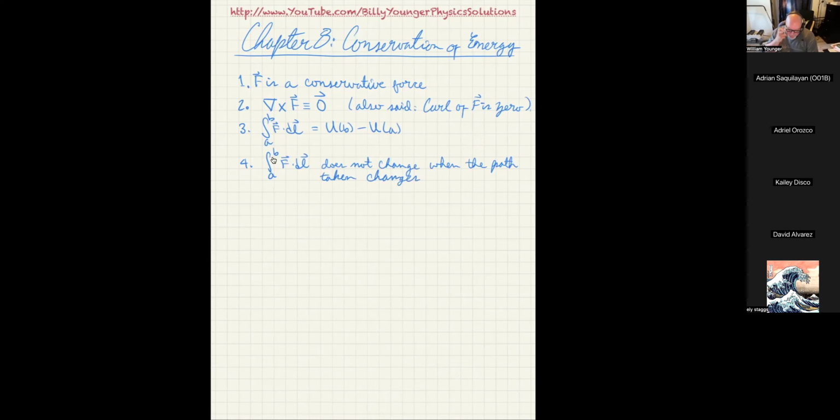Okay. So that's how I broke it up into two separate statements, even though it was listed as one statement in that opening paragraph definition of a conservative force, excuse me. I broke it up by writing 3 and 4 there.